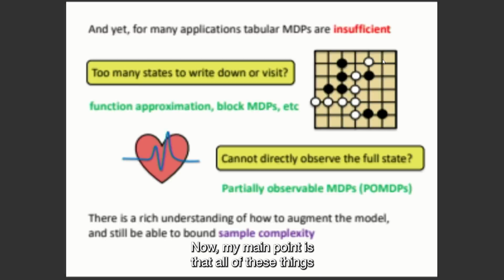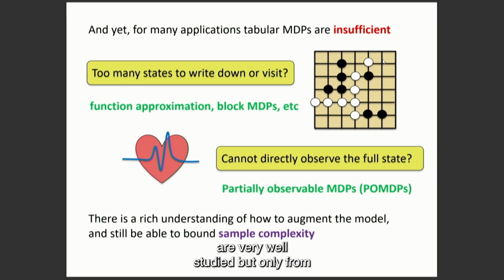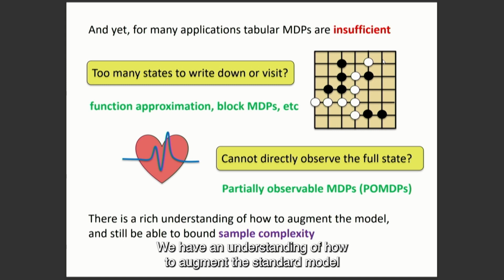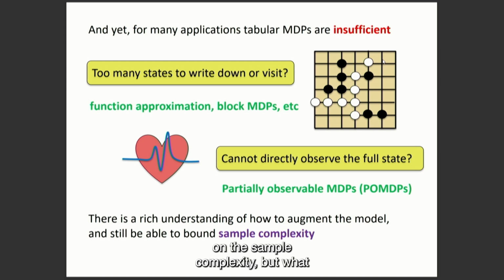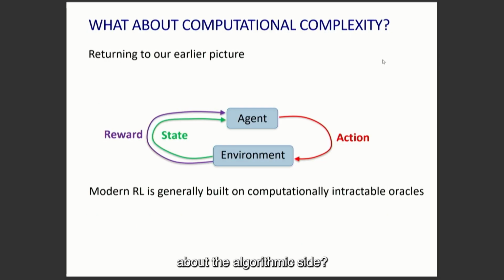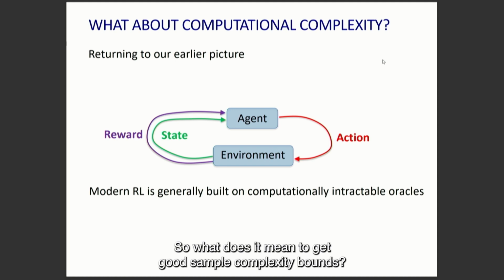Now, my main point is that all of these things are very well studied, but only from the statistical standpoint. We have an understanding of how to augment the standard model of tabular MDPs so that they're richer models for the world around us, the problems we really want to solve, in terms of how we're still able to get bounds on the sample complexity. But what about the algorithmic side? What does it mean to get good sample complexity bounds? It means that we have some strategy for how the agent should play, how they should choose actions to learn about the environment so that after a small number of samples, they can converge to a good policy.